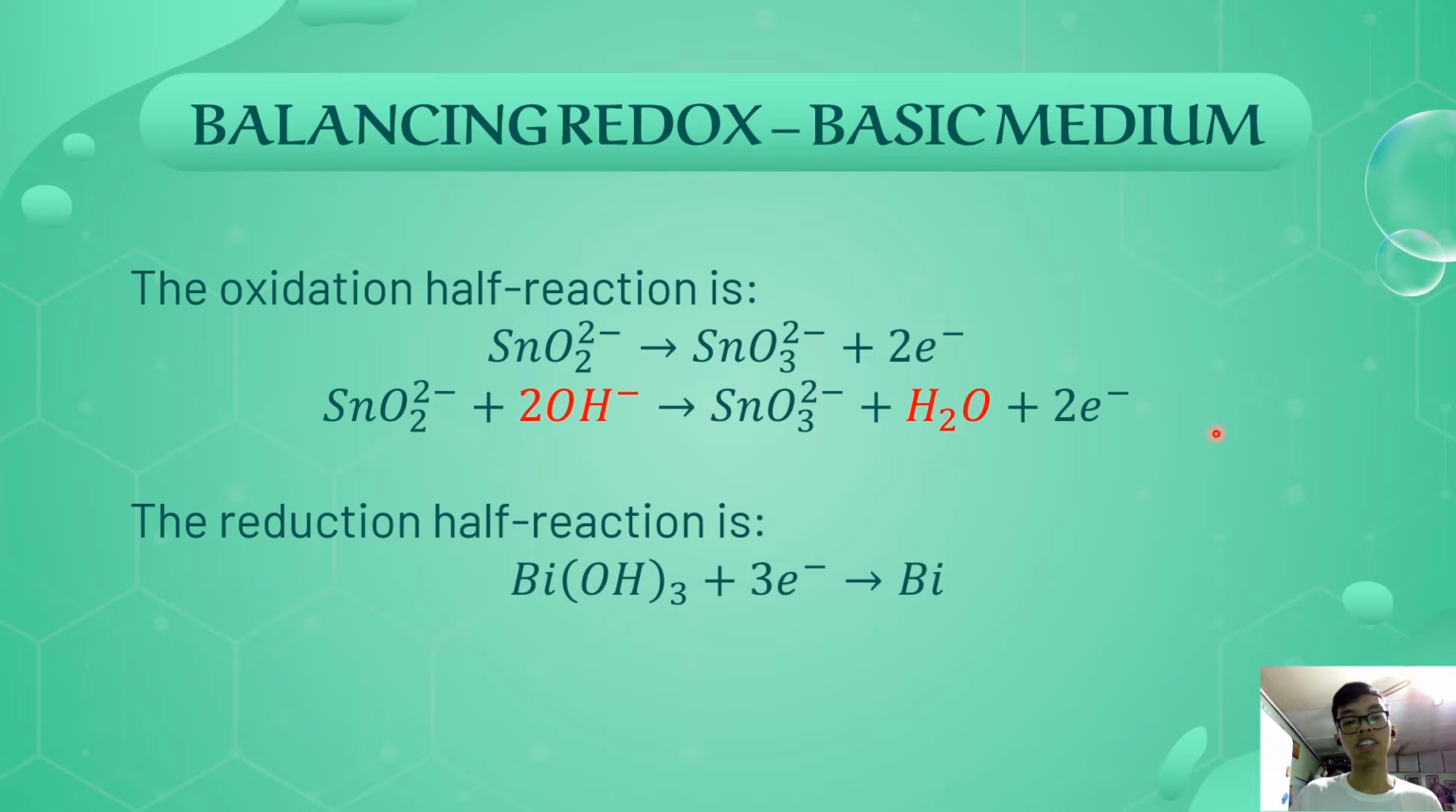Again, for the reduction half reaction, this is the reduction half reaction because the oxidation number of bismuth is 3 plus. Remember that OH is negative 1. Negative 1 times 3 is negative 3. So for this to have a neutral charge, Bi should be on a 3 plus. So it involves the gain of 3 electrons. That's why we have here only bismuth. And again, we will be adding OH to counterbalance the reduction half reaction. And so we have here.